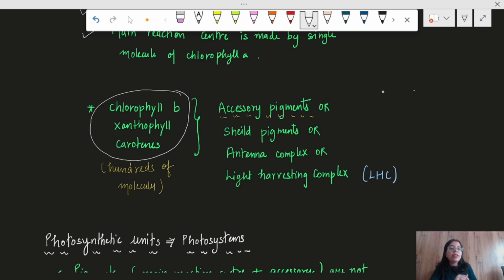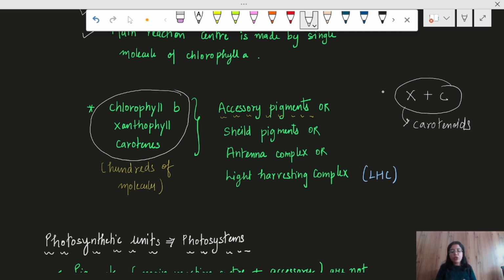Okay, one more confusion is there. Xanthophyll and carotenes together are called carotenoids. Okay, xanthophyll and carotene together are called carotenoids. So if they have written xanthophyll and carotene, it's fine. They are talking about yellow to yellow orange type of pigments which are carotenoids. Okay, anyways, chlorophyll B, xanthophyll and the carotenes, hundreds of these molecules make a structure which is called accessory pigments. Okay, and these accessory pigments together make a structure called antenna complex or light harvesting complex or shield pigments.